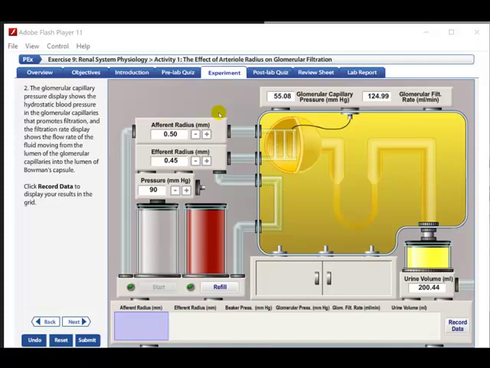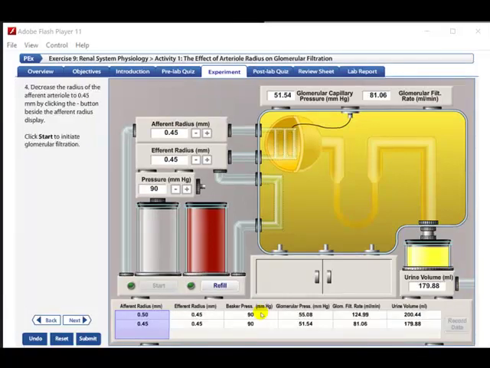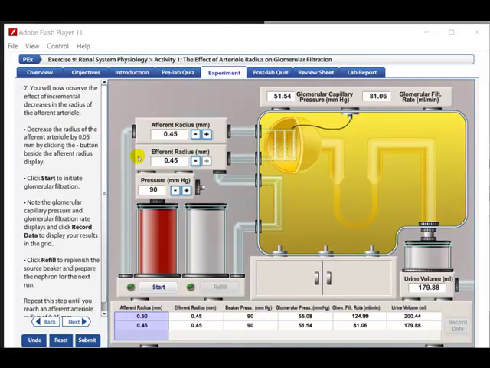the Bowman's capsule. After decreasing the afferent radius, we can see the change in the glomerular pressure, glomerular filtration rate, and urine volume. We can also notice that all of them decreased. Now we refill the beaker, and we're gonna start with our next step.